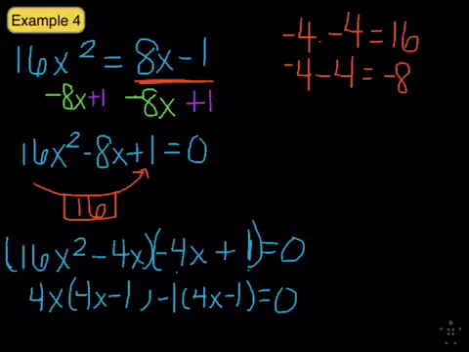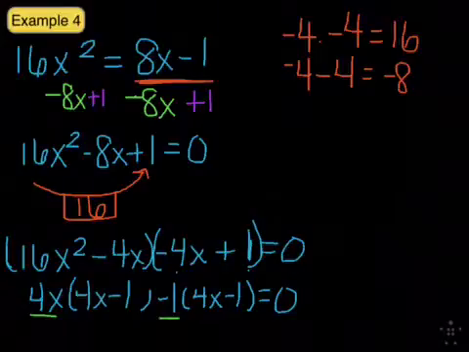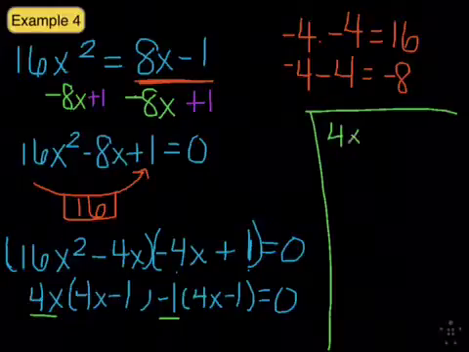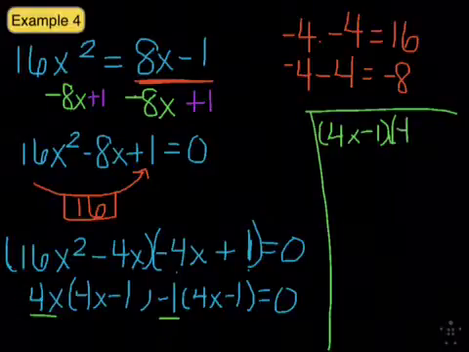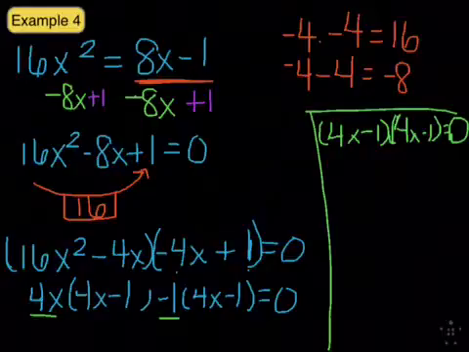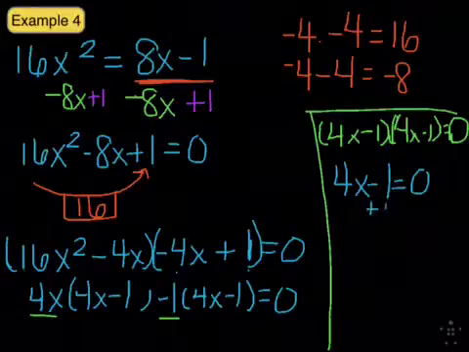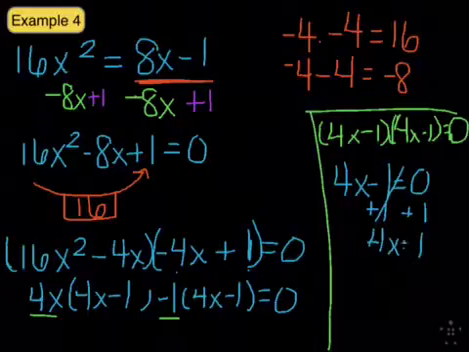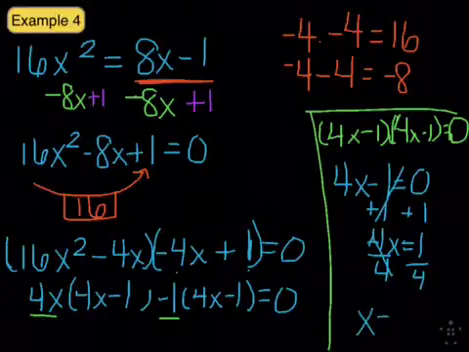So, put them together, I'm going to end up with 4x minus 1 times 4x minus 1 equals 0. So if I set both of those equal to 0, 4x minus 1 equals 0. And I solve that, add 1, 4x equals 1, divide by 4. My solution is x equals 1/4.